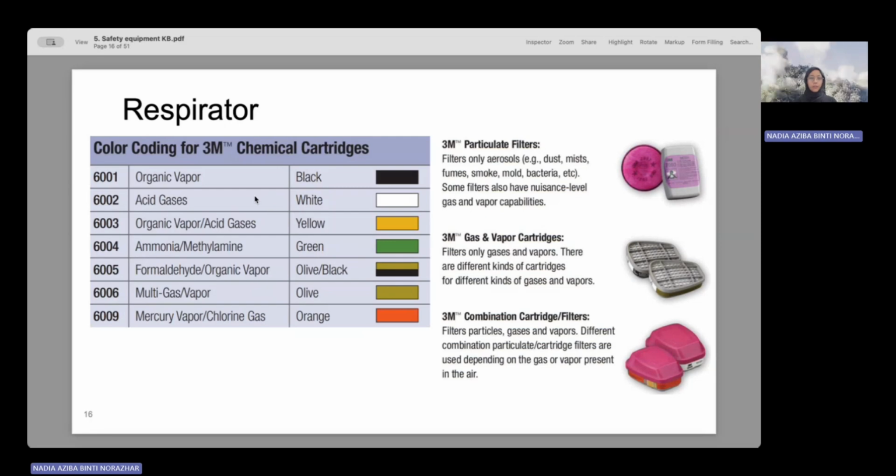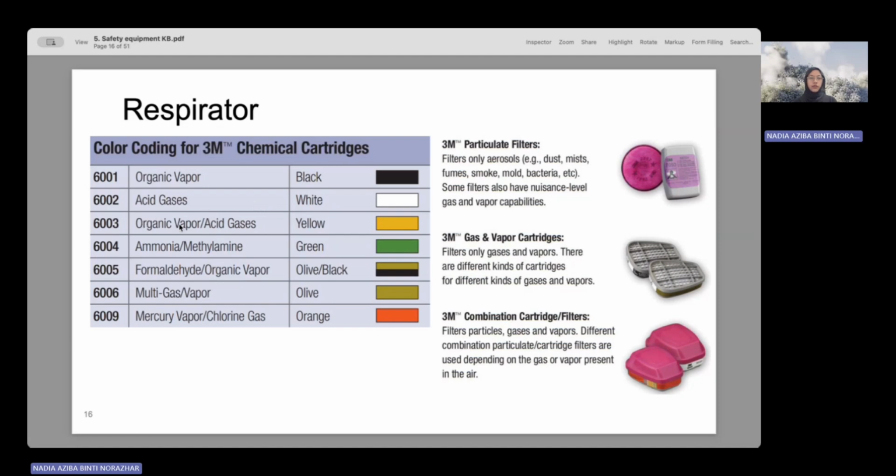So this is the code 6001. For example, 6001 for organic vapor protects us. If we're handling organic vapor, we have to use the cartridges of black color. Next, 6002 as the code. If we're handling acid gases, we should wear cartridges of the white color.